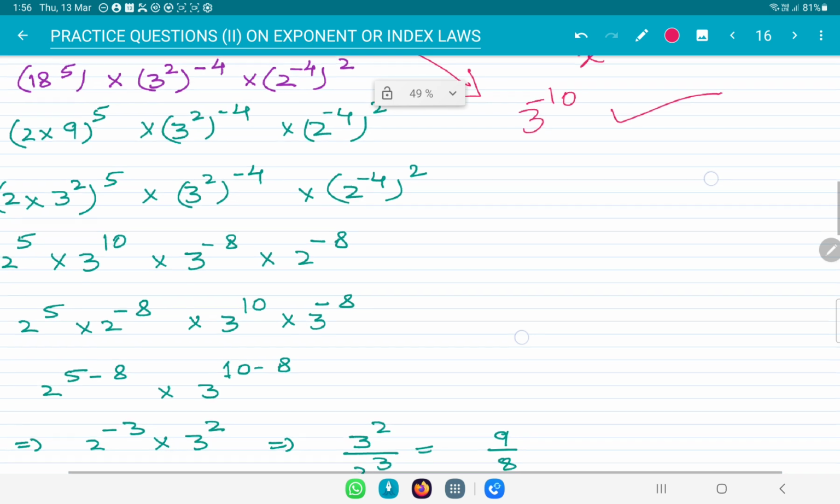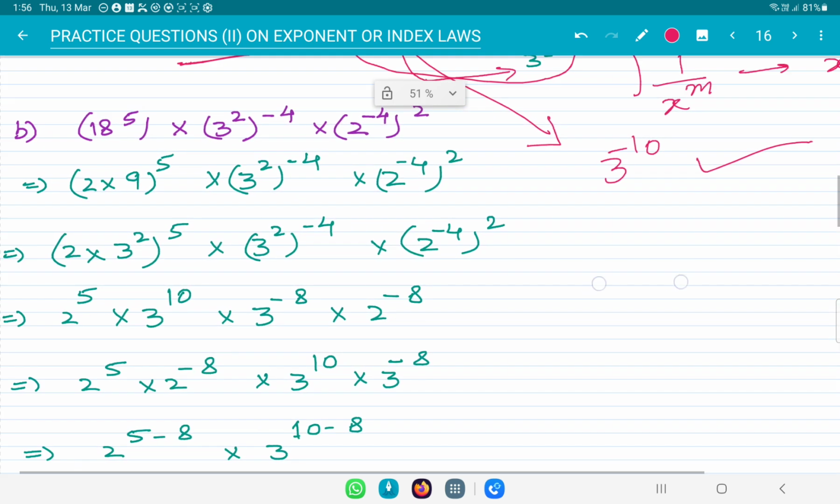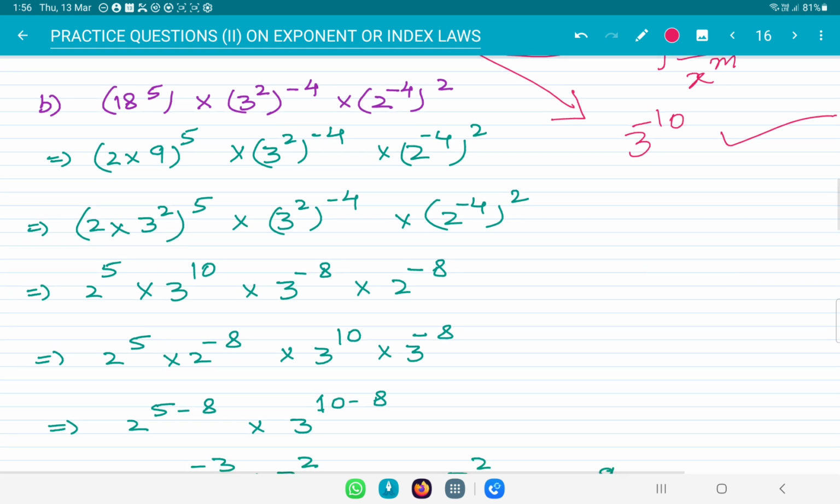Now see this question carefully. It is a big question. See carefully. It is 18 raised to the power 5 multiplied by 3 raised to the power 2, whole raised to the power minus 4, multiplied by 2 raised to the power minus 4, whole raised to the power 2. Before solving your question, just see carefully.